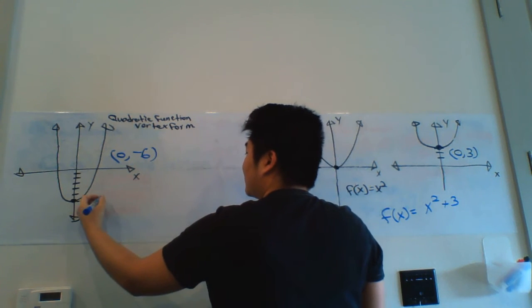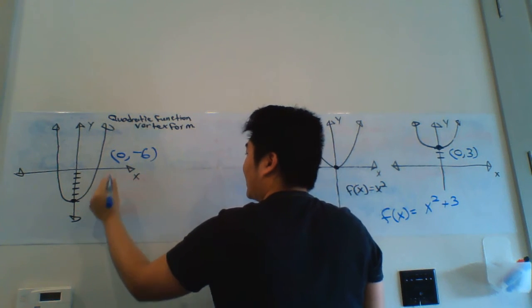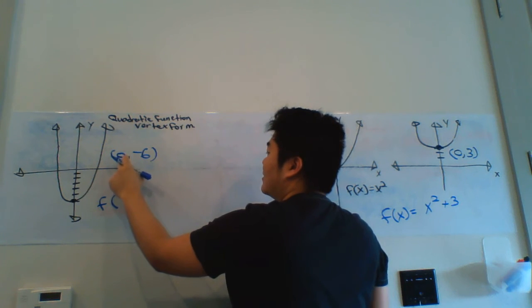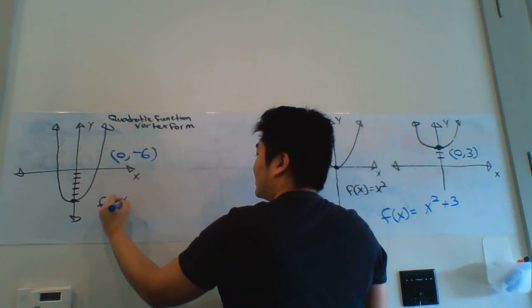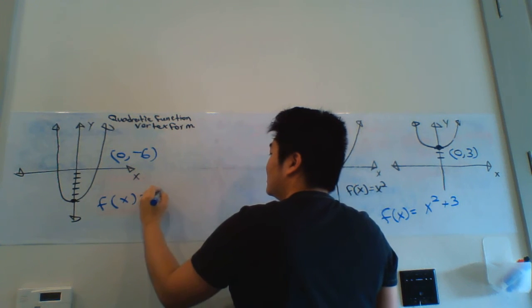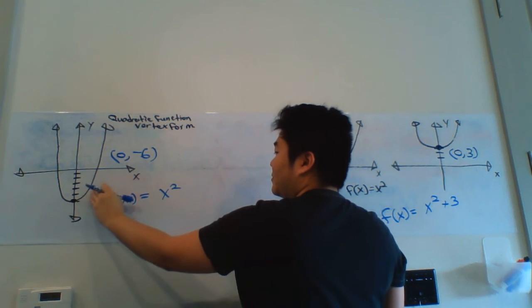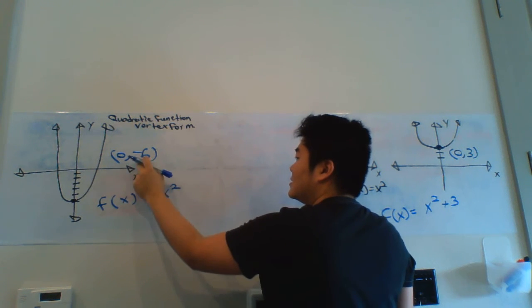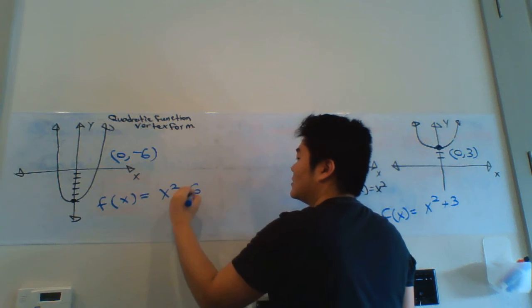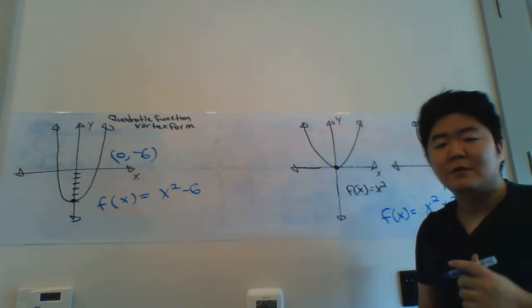Well, if that's my vertex, and I see that I haven't gone left or right at all, the only thing I've done is go up and down. So I got f of x equals x squared. I haven't flipped it upside down, so it's still positive x squared. And then since this is a minus 6, I got a minus 6 right there.